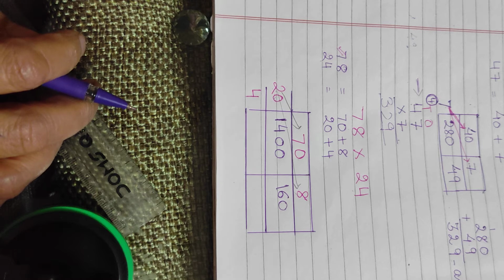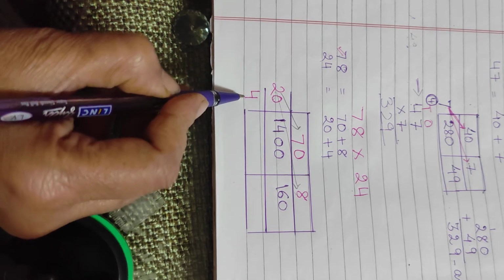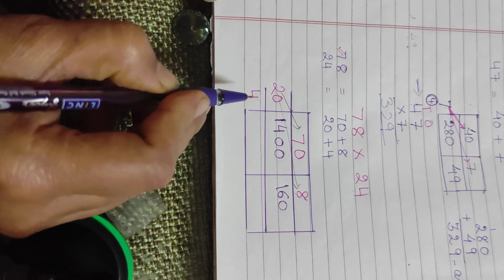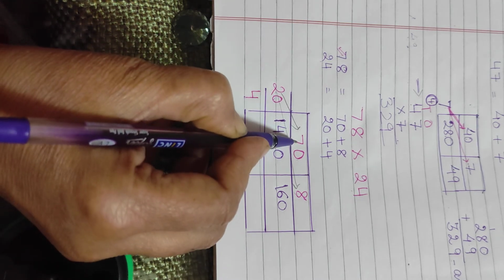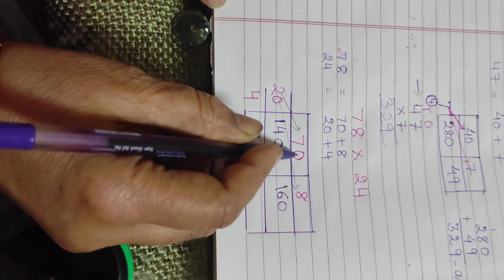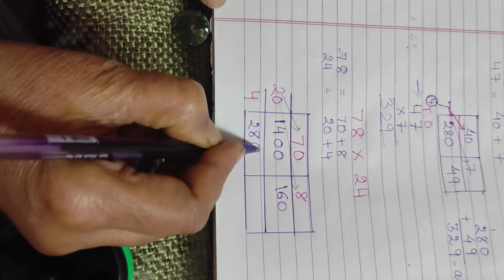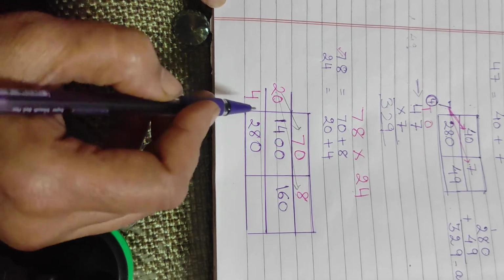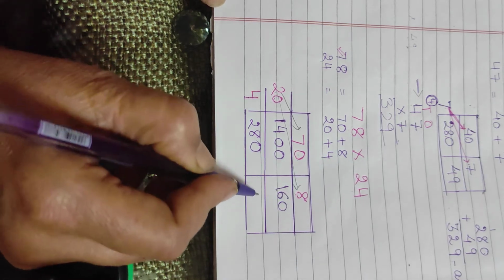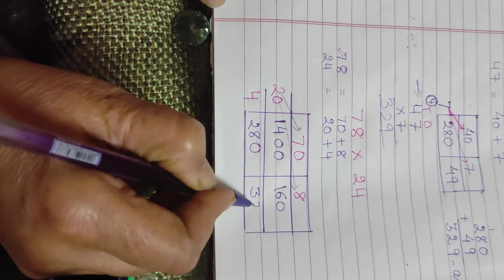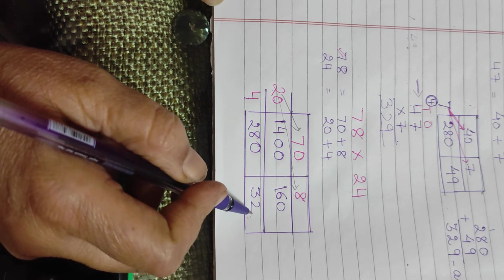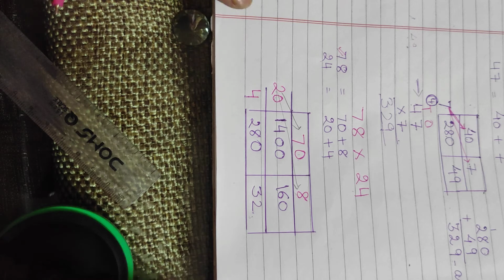Correct? Now you have to read the table of 4. Okay? 4's table 7 times. 4 sevens are 28 and 7 is having 1 zero, so you will put 1 zero here. Now 4's table 8 times. 4 eights are 32 and children, no zero, so you will not put any zero. Now what we will do?